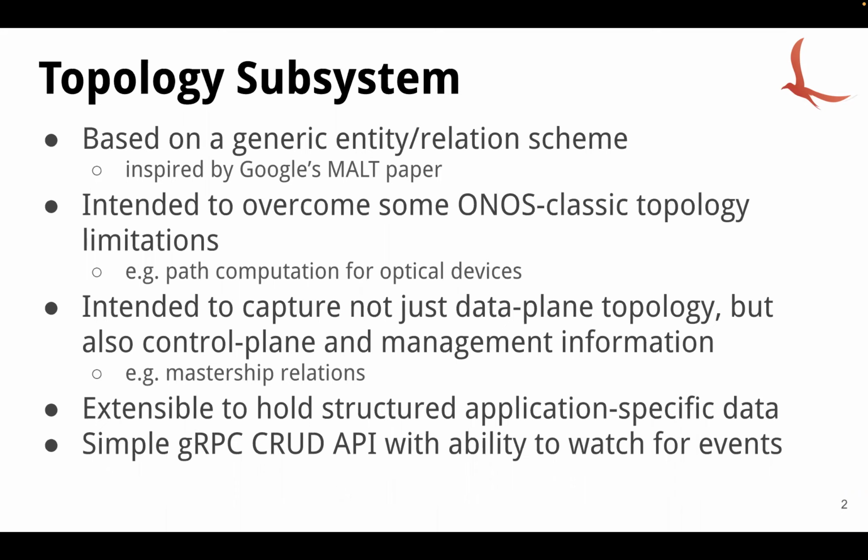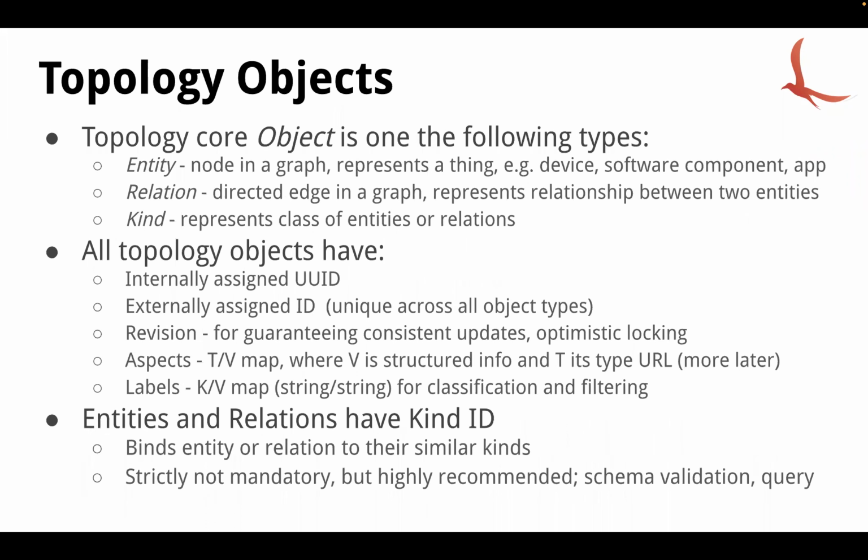Because it's based on a gRPC API, clearly the performance characteristics will be slightly different than what was with the ONOS API, which was basically just a Java API. So the topology objects themselves, there's a core object. It can have one of the following three types. An object can be an entity, relation, or kind.